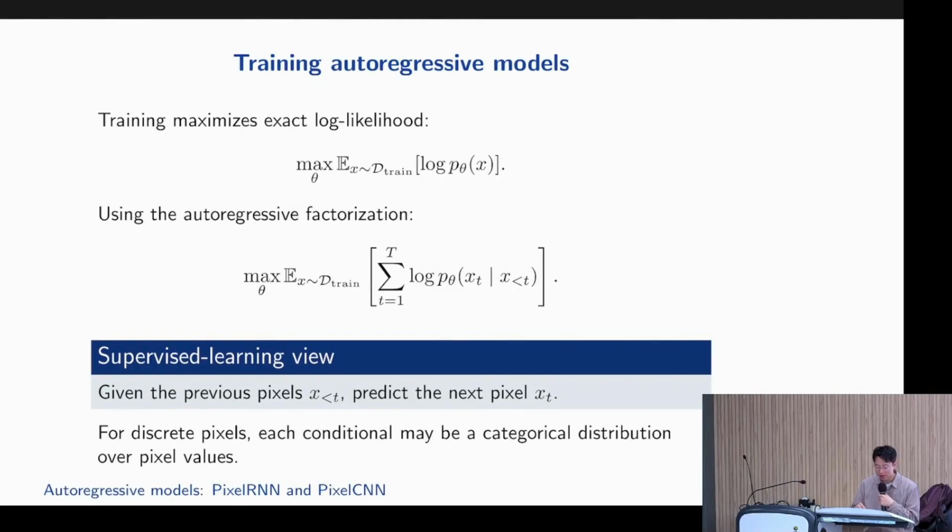So how do we train this? Very simple. You just need to maximize the exact likelihood, and using the probability chain rule, we're going to just condition on all the past. So this is just supervised learning, right? Given all the previous information, you predict the next pixel.